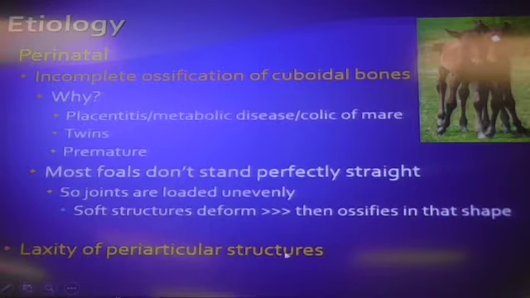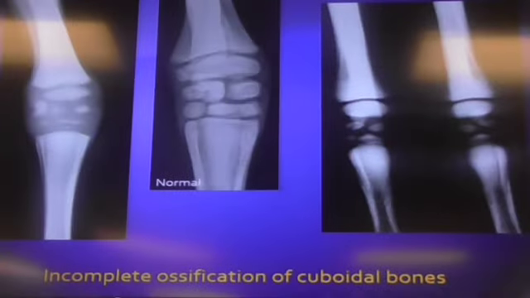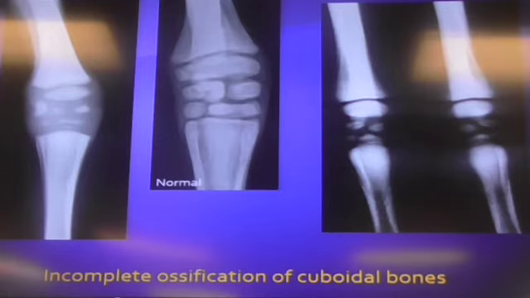The other thing here is laxity of periarticular structures. Big long word, but it means your collateral ligaments that keep you standing straight are floppy. Okay? So it just means your ligaments are not strong enough and they kind of just let you flop one way or the other. Don't worry about that later. That's mostly self-explanatory. Your ligaments just aren't tough enough to make you stand straight.